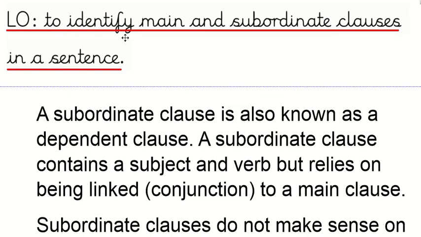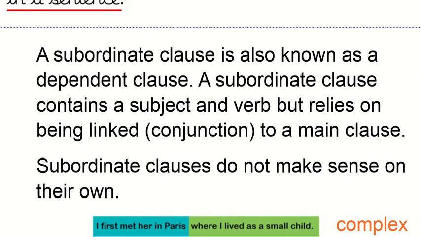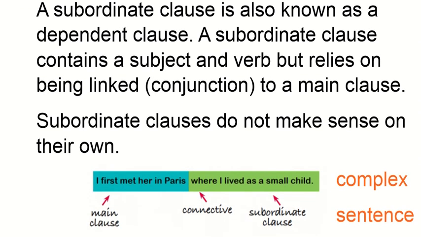Now, a subordinate clause is also known as a dependent clause. This is because a subordinate clause relies on being linked to a main clause to make sense. Subordinate clauses do not make sense on their own. They contain a subject and verb. Let's have a look at an example. I first met her in Paris, where I lived as a small child.